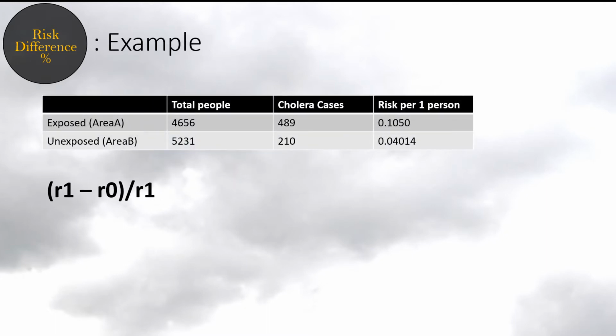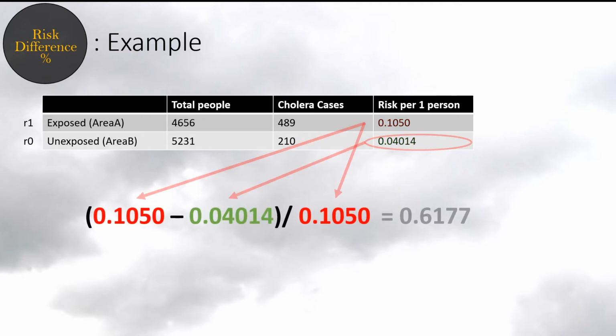Now then, an example of this. This is the table that you're familiar with. Exposed area A and non-exposed area B. Got our risk per one person. Got our R1 and R0 to the left. This is the R1 and this is the R0 in the calculation. So we plug the numbers in and we get the result of 0.6177.